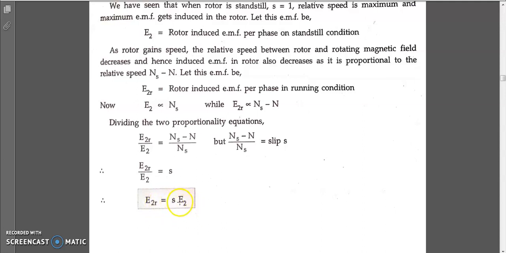What if the slip value is equal to 1? You can see that the running EMF in the rotor as well as the standstill EMF will be equal, but practically they are not the same. They are equal only during starting. During running, the rotor induced EMF will reduce. Initially it was high, but during running E2R will go on reducing.